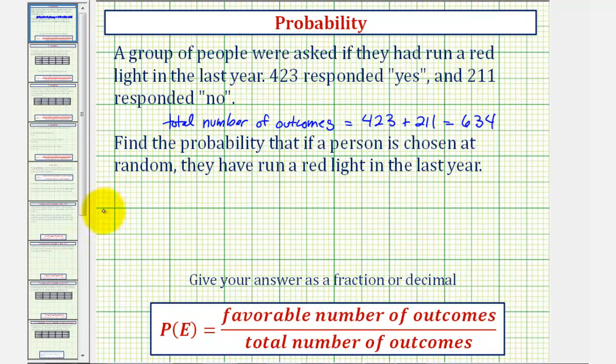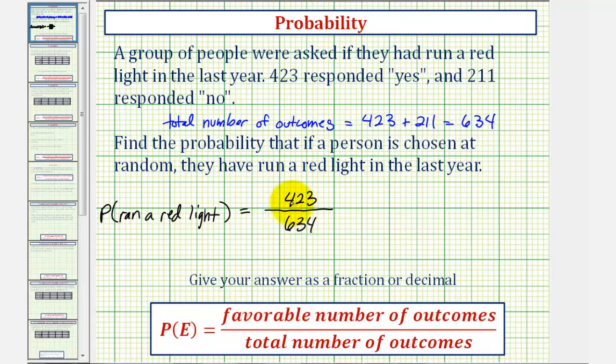And therefore, the probability that someone chosen at random ran a red light in the last year is equal to the number of people that answered yes, which is 423, divided by the total number of people surveyed, which is 634. Now we are asked to express our probability as a fraction or decimal. If we do express it as a fraction, we do want to make sure the fraction is in simplified form.